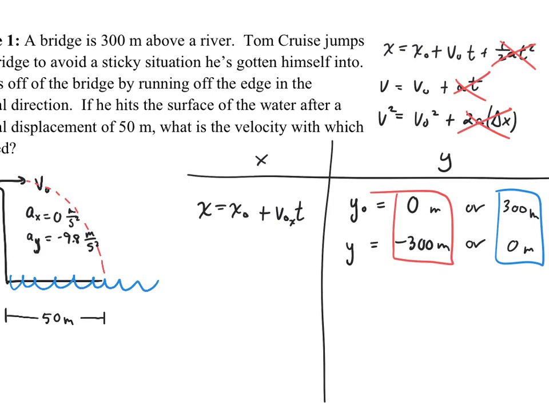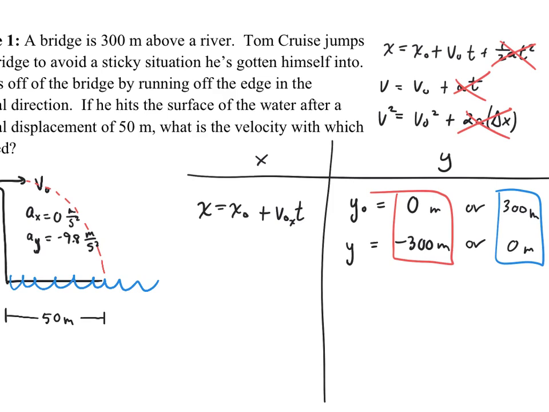Because again, we have y and we have y0. Right? We've got y and y0 in both spots. Or here we have delta y, which is y minus y0. So either case, we're going to have this idea. And if I do y minus y0, it's going to be 0 minus 300, which is negative 300. Or negative 300 minus 0, which is still negative 300. So either you choose this way or you choose this way.